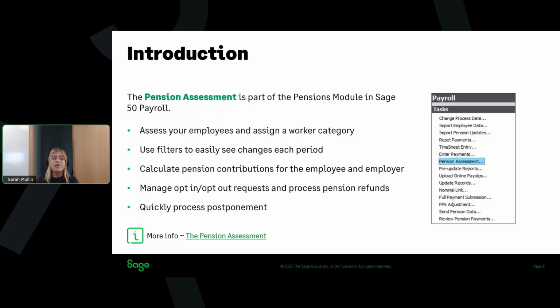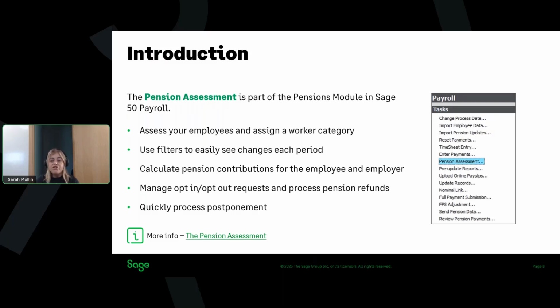So what does the assessment actually do? It automatically assesses your employees based on the age and the earnings. It assigns the correct worker category, so entitled, eligible or non-eligible, based on that assessment. And if an employee is eligible for automatic enrolment, it will automatically assign your pension scheme to them. Now it'll let you filter and view changes from one period to the next, and it will calculate contributions for both the employee and employer. And then last but definitely not least, it will help you manage any employee requests, like your opt-outs, your opt-ins, and your postponements where needed.